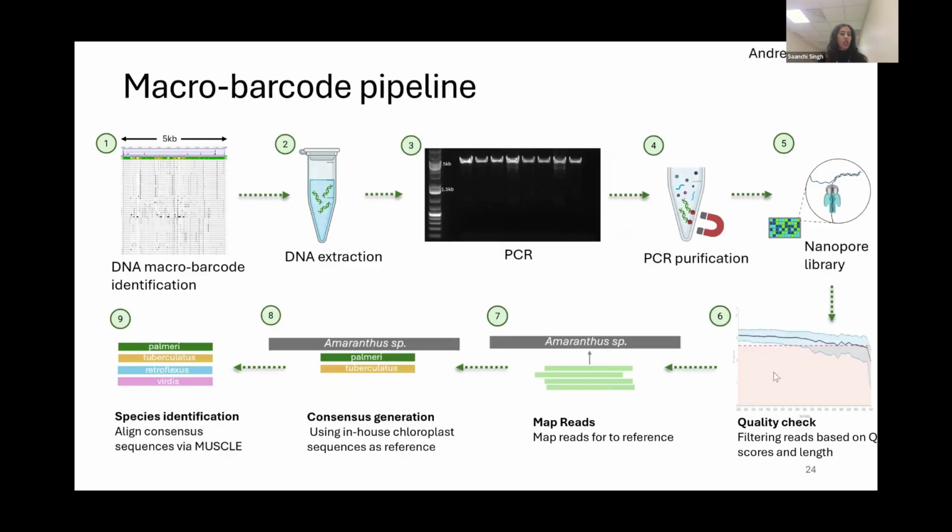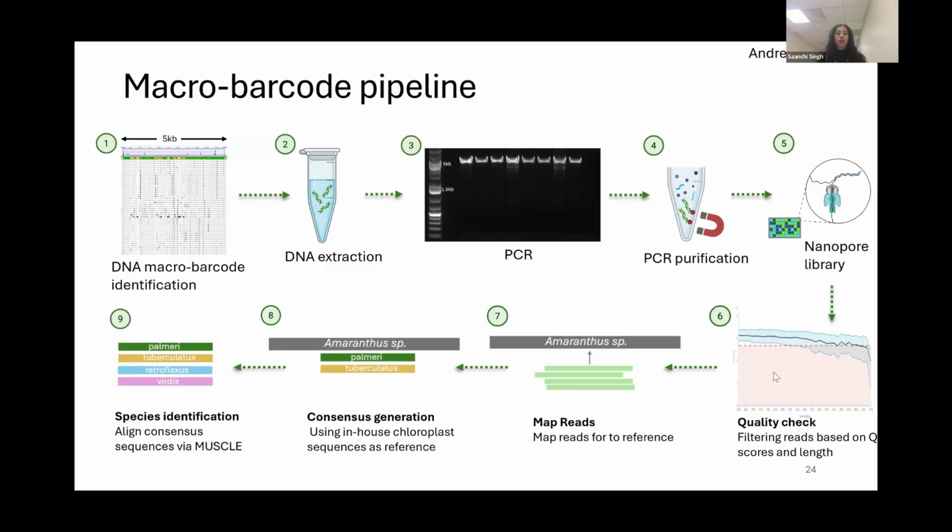So this is the process that we took to develop the macro barcodes. We first identified a 5 kb region in the chloroplast that contains enough differences between species to act as a barcode. We then extracted DNA from our Amaranthus species, and we amplified that 5 kb region via PCR. We purified that PCR reaction, and then we sequenced our samples and our 5 kb fragments using a nanopore sequencer called the MinION, which fits in the palm of your hand. So that's really cool.